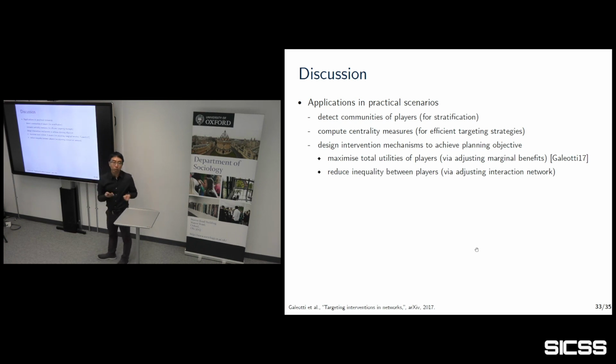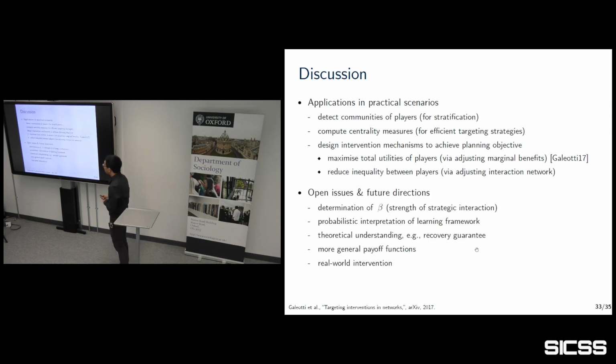You can think about reducing inequality between different players, like different communities in the city, by adjusting the connections between the different communities after you infer the network. So you can encourage new links and discourage existing links. There are several open issues here. The determination of the parameter beta, and the theoretical understanding of the algorithm: when it works, with what guarantee. That's more like a guarantee that we would like to have so that we can actually apply it in a real-world scenario. And then, obviously, other payoff functions or applications.